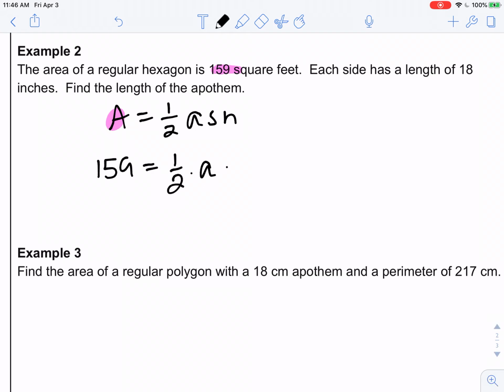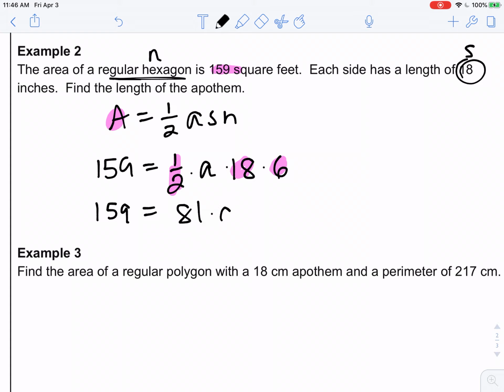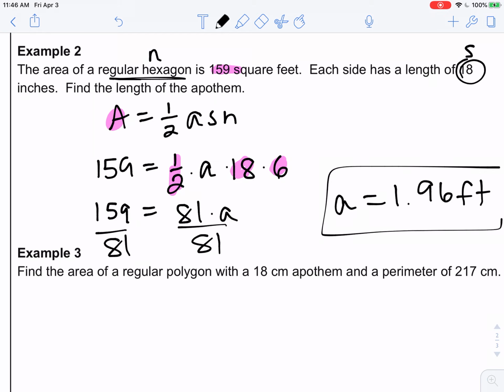Apothem's what we're solving for. Each side has a length of 18 inches, so we'll plug that in for S. And our number of sides, we're dealing with a hexagon, so hexagon is 6 sides. All right, so now I'm going to simplify this right-hand side. 1/2 times 18 times 6. If I multiply that all out, I have 81 times A. I'm going to take 159 and divide both sides by 81. And I have that my apothem is approximately 1.96 feet.